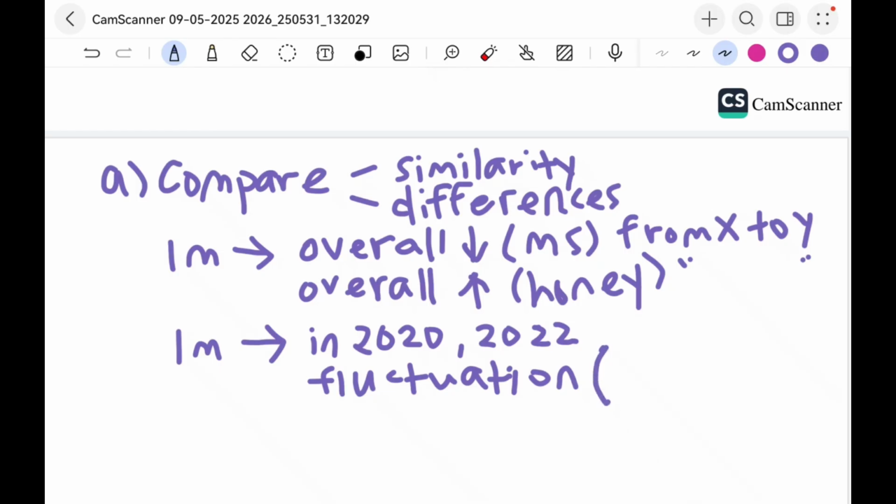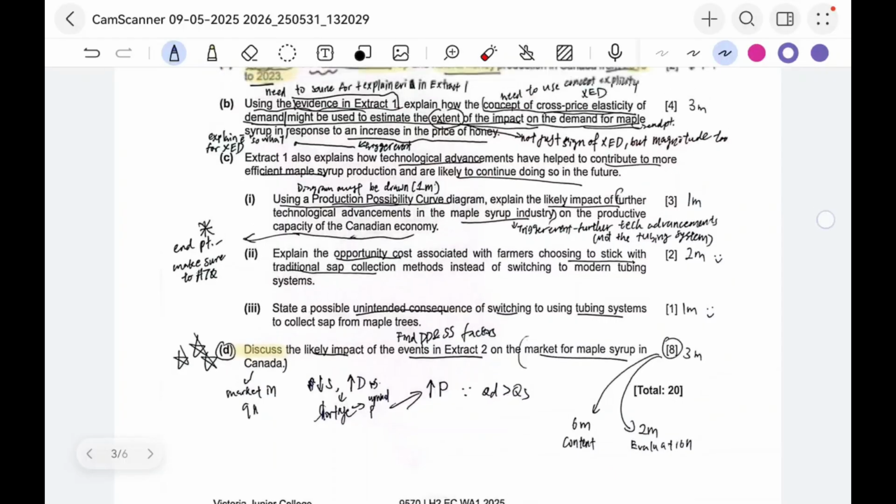So the fluctuation for your maple syrup is that in its overall trend of decreasing, actually you have increased in these 2 years. Whereas for your honey, in its overall trend of increasing, you have dips in these 2 years. So talk about that. And you can quote the numbers as well. So where is it? How much is it? Then it will be enough for this 2-mark question. So essentially you are saying that both are moving in the opposite direction in terms of the overall trend as well as their fluctuation. Okay, so this is done for your part A.